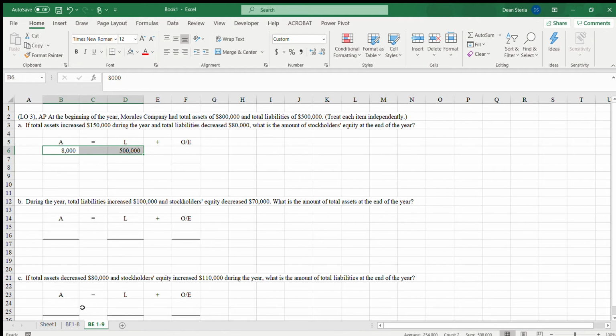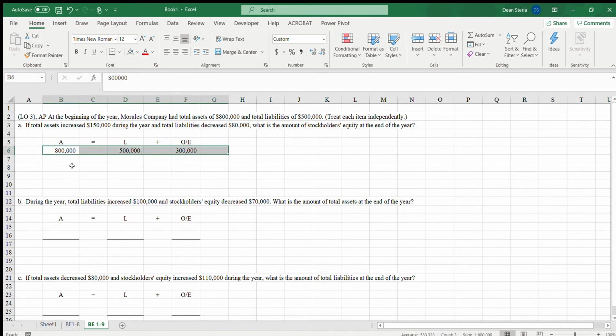Now, in BE1-8, we were able to figure out what our owner's equity should be. Because my liabilities and my stockholders' equity has to equal 800. So that means that has to be 300. Okay, so that's the base year or base information they give us.